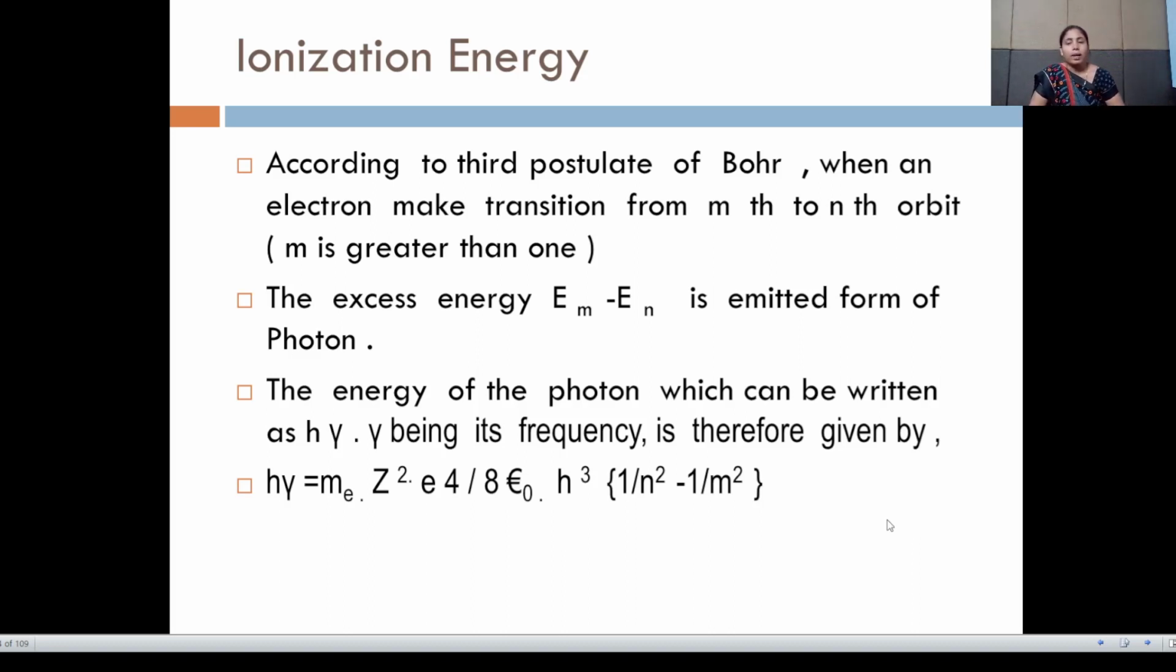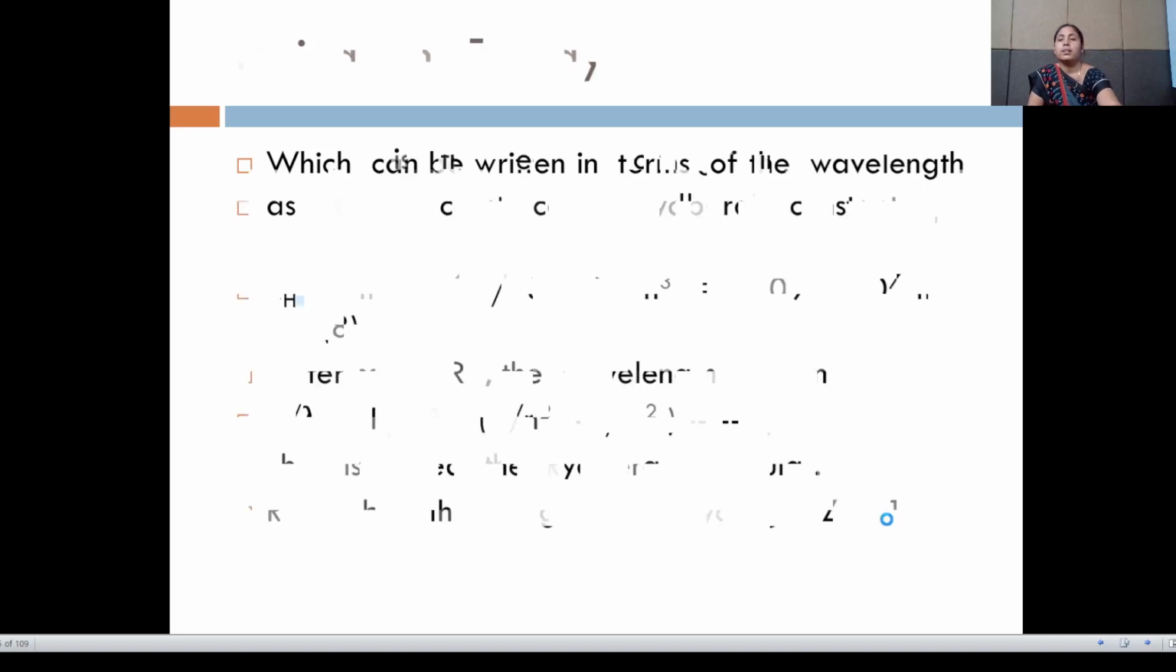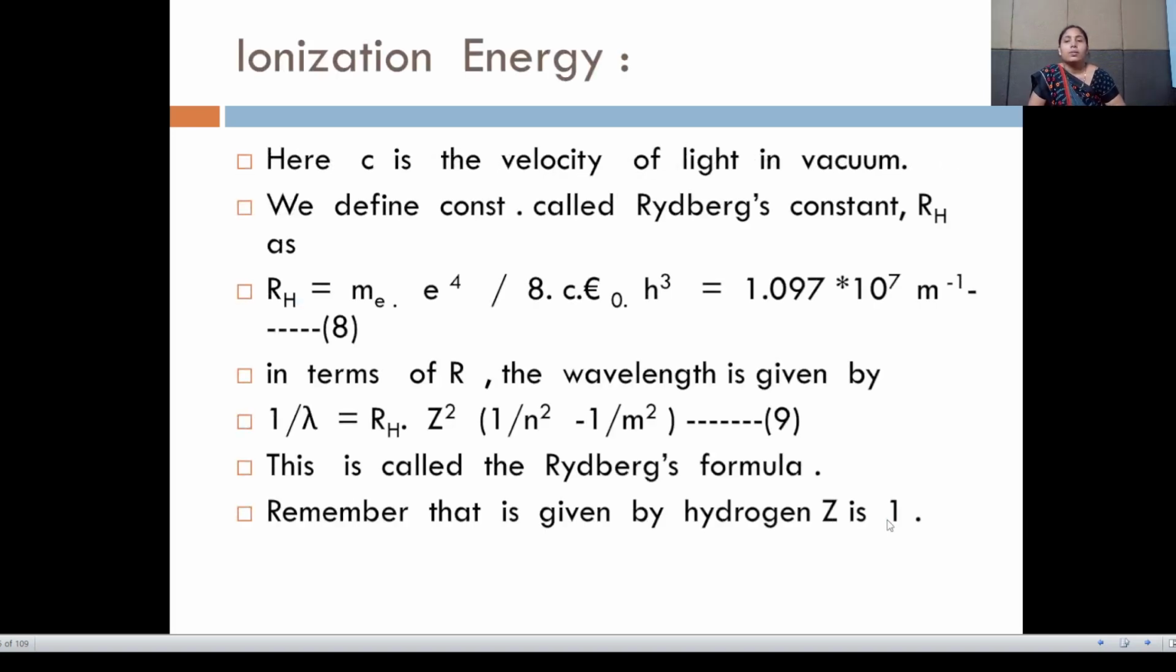So I will repeat that the energy of the photon, which can be written as h nu, nu being the frequency, is therefore given by h nu is equal to m_e, that is the mass of the electron, into Z squared into e to the power 4 divided by 8 epsilon naught h cubed into the bracket 1 upon n squared minus 1 upon m squared, which can be written in terms of the wavelength as follows. Here c is the velocity of light in vacuum.